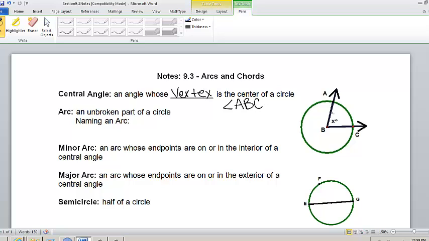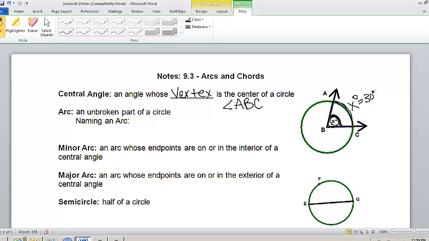And the nice thing about central angles is that whatever they measure, the arc that they create is the same measure. So if this angle is 30 degrees, this arc would equal 30 degrees. And an arc is just an unbroken part of the circle. So we're going to name them two different ways.